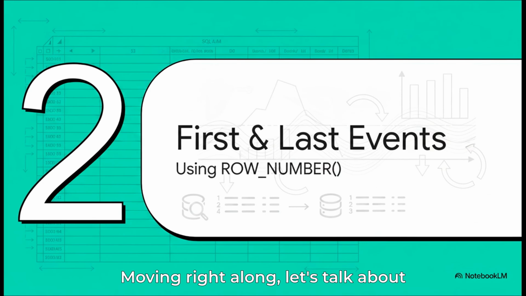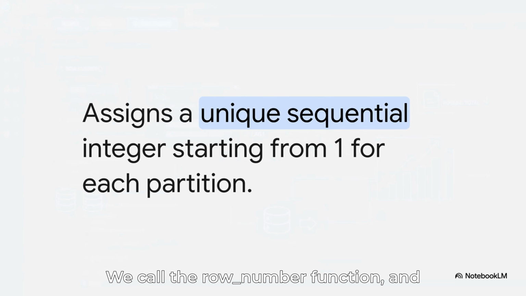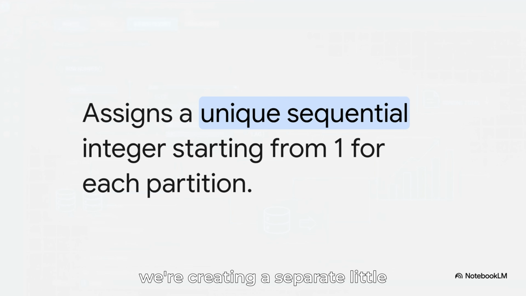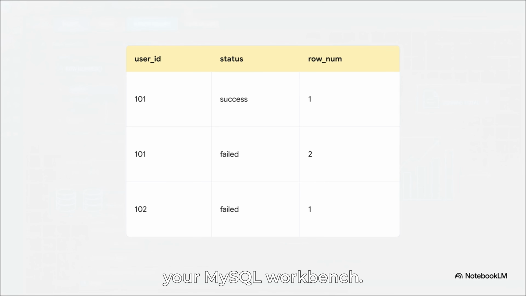Moving right along, let's talk about finding first and last events with row_number. Think about how the syntax works here. We call the row_number function, and then we open our over clause. We partition by user_id, which means we're creating a separate little bucket for every individual user. Then we order by created_at, sorting their specific transactions from oldest to newest. What this function actually does is assign a unique sequential integer, starting right from 1, for every row inside that specific user's partition.